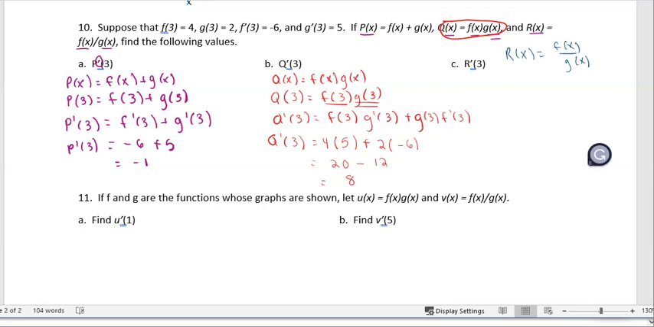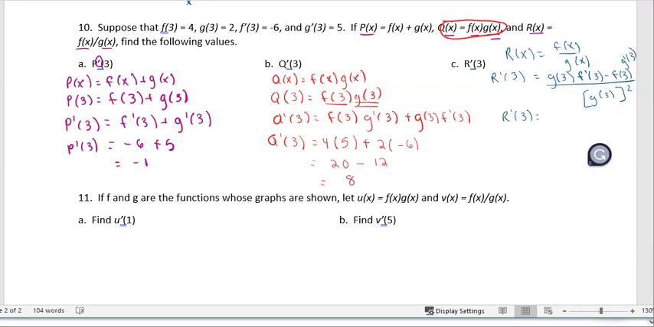So that means if we want the derivative, r prime of 3, we're going to need the bottom times the derivative of the top, minus the top times the derivative of the bottom, all over the bottom squared. So let's substitute in our values.